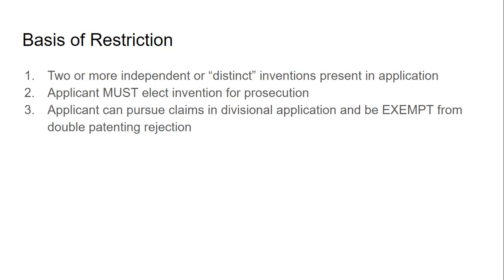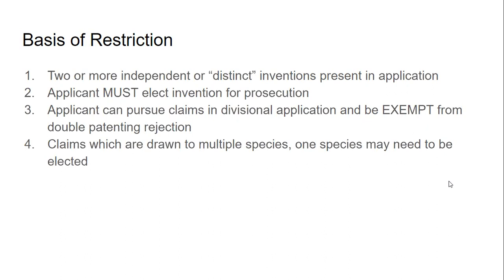The applicant can pursue the unelected claims in a divisional application, and they are then exempt from a double patenting rejection. That's why double patenting and restriction are in the same chapter: divisional claims which were filed as a result of a restriction requirement cannot be rejected on the basis of double patenting.